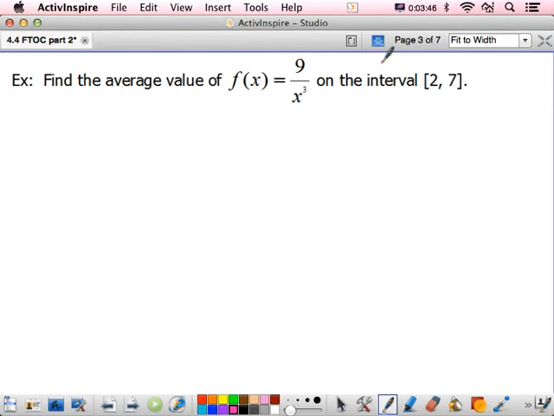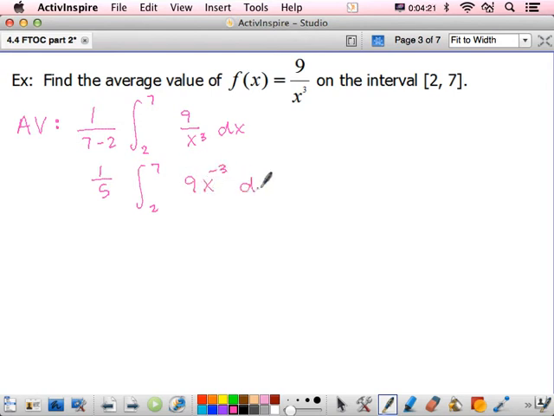For the second example, we want to find the average value of the function f of x equals 9 over x cubed on the interval from 2 to 7. So the average value is 1 over b minus a, so for this case it's 1 over 7 minus 2, multiplied by the definite integral from 2 to 7 of the original function, 9 over x cubed with respect to x. So that's going to give us 1/5 multiplied by the integral from 2 to 7. We'll put this up on top and make it 9x to the negative 3 so that we can integrate.